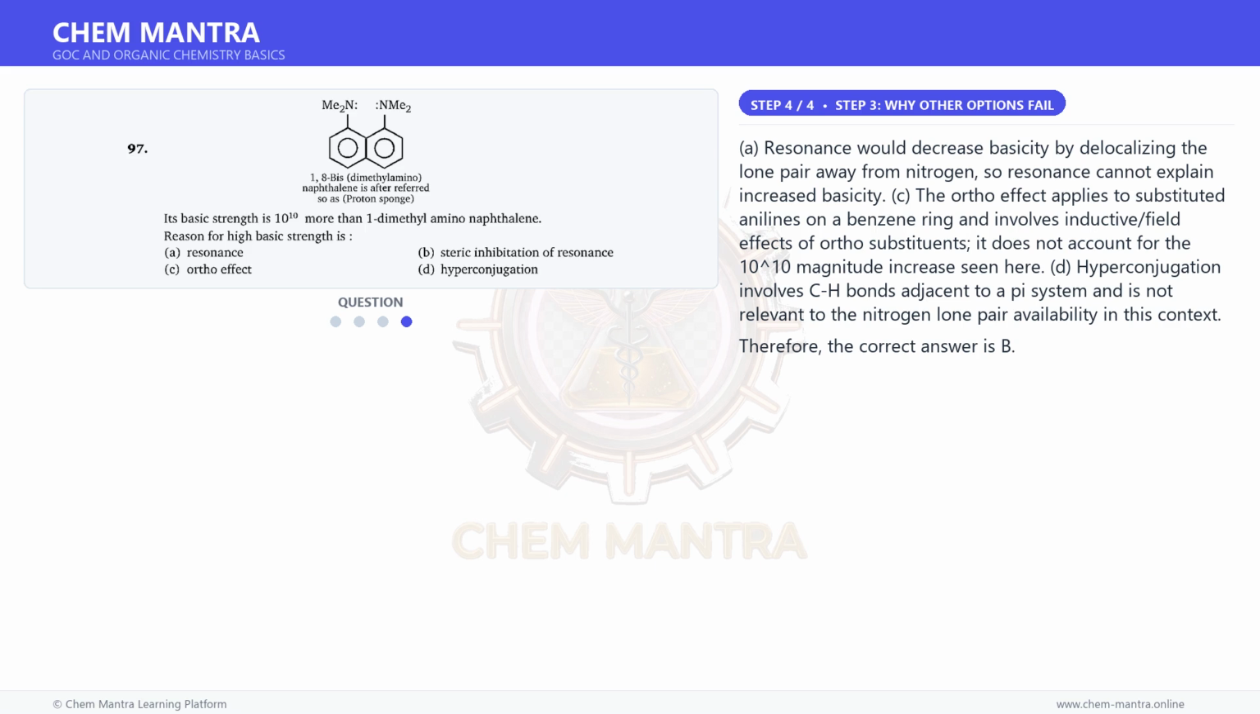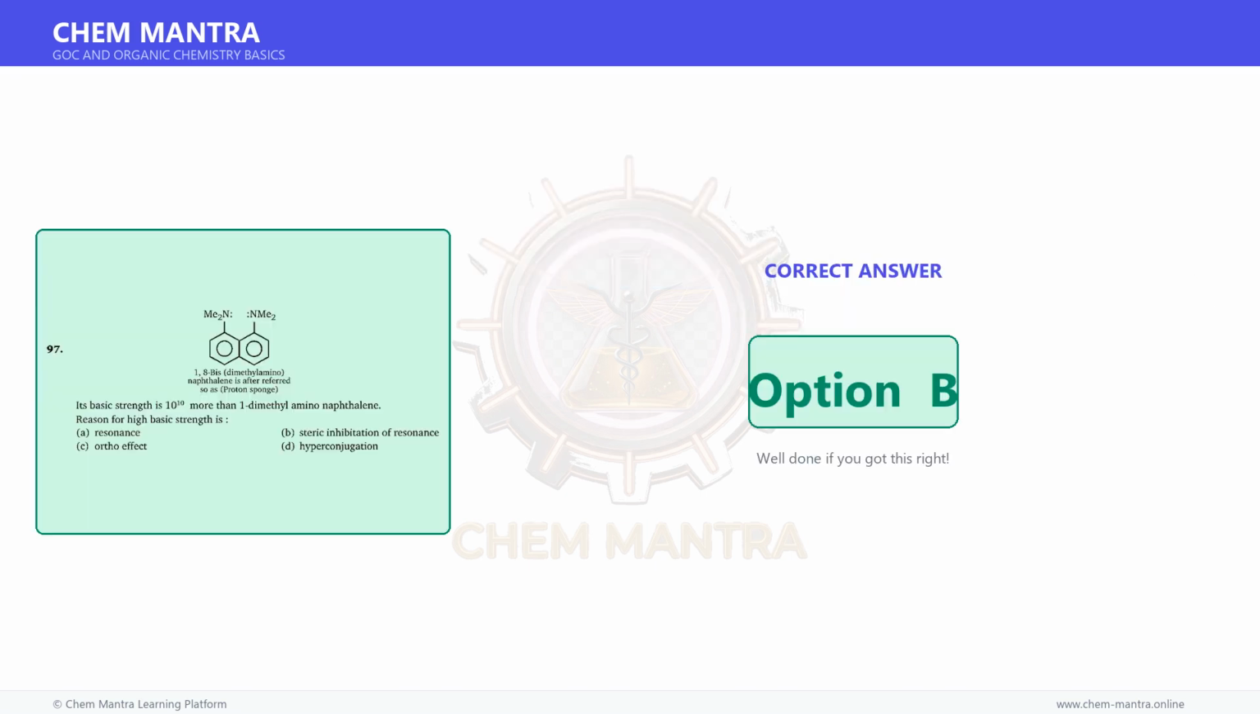D. Hyperconjugation involves C-H bonds adjacent to a pi system and is not relevant to the nitrogen lone pair availability in this context. Therefore, the correct answer is B.